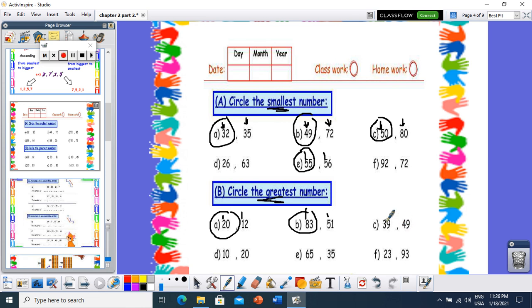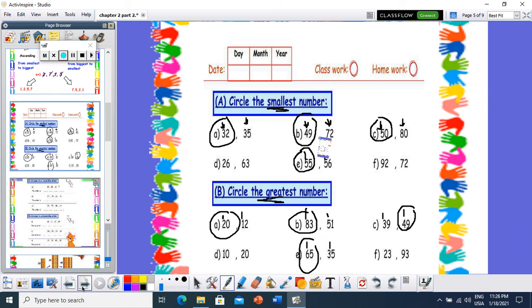93 and 49. Which tens is the biggest? Here I have 3 and here I have 4. Which number is the biggest, 3 or 4? Excellent, 4. So I have to circle 49. 65 and 35. Look at the tens. 6 and 3. So 6 is the greater. So 65 is the greatest number.